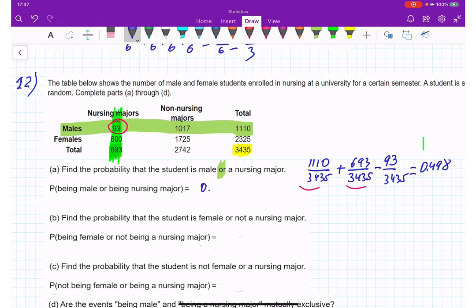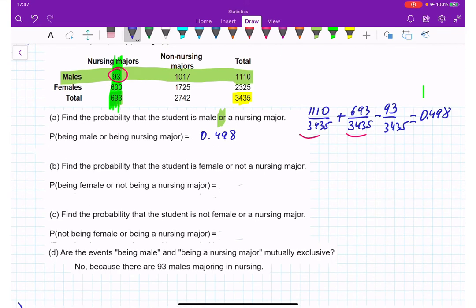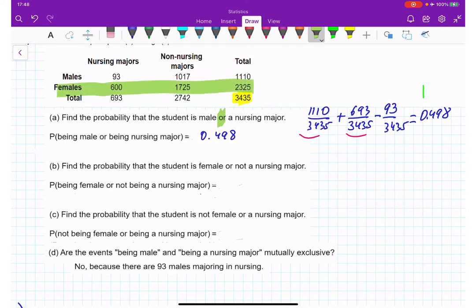Okay, so 0.498. For the B, find the probability. Let me clean this now. Find the probability that the student is female. Now I'm going to go for female. 2,325, right? 2325 over 3435.